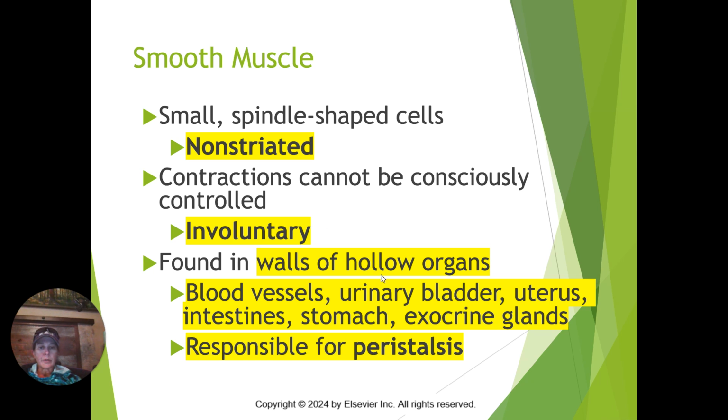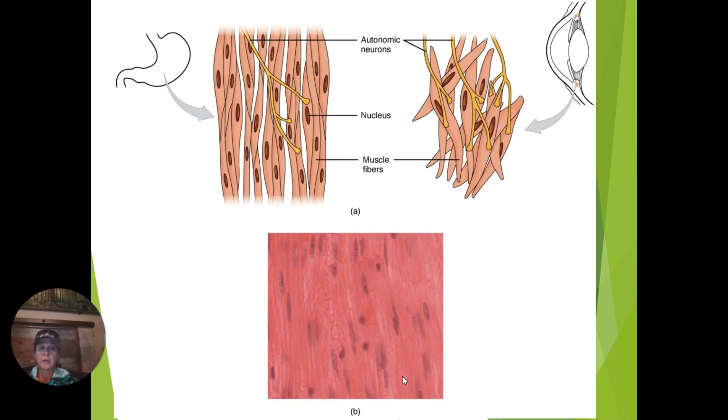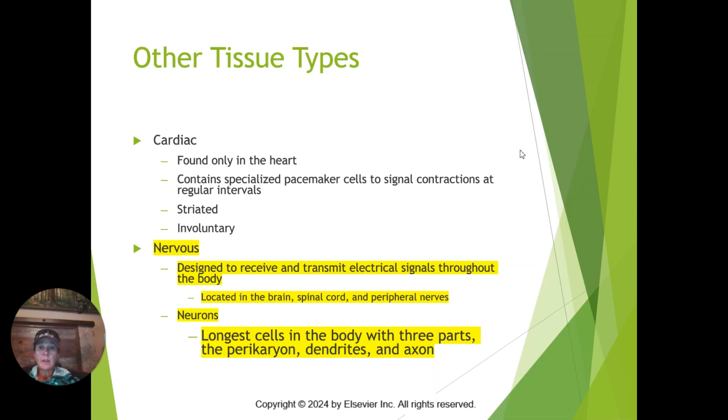We find them in walls of hollow organs like the blood vessels, the bladder, and the stomach, and our intestines. And our smooth muscles are largely responsible for what's called peristalsis, which is how things move through a tubular structure. You'll hear this term most commonly with the GI tract. Diagrammatic representation of the innervation of smooth muscle. So smooth muscle in the stomach here, smooth muscle in the what's called the ciliary body, or the little muscle that controls the iris in the eye.